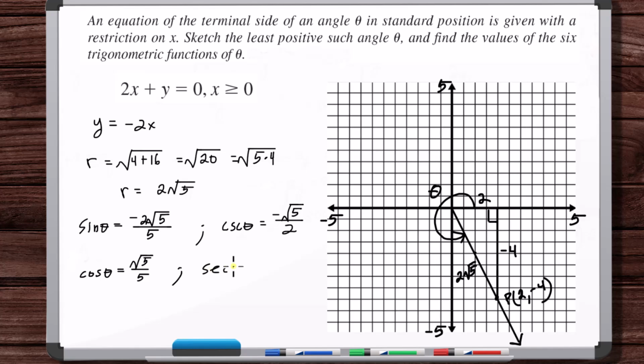Okay, secant theta is the reciprocal of cosine. So let's just come here. Instead of adjacent over hypotenuse, we're going to have hypotenuse over adjacent. So 2 root 5 over 2 is root 5.